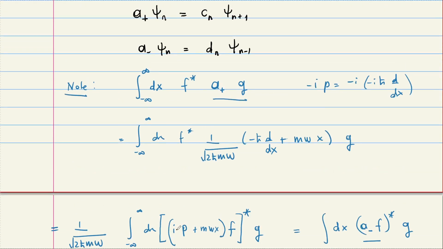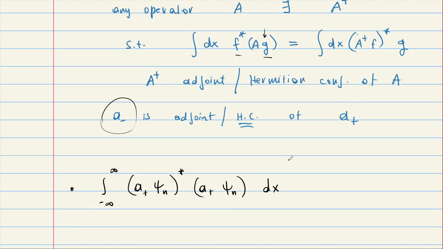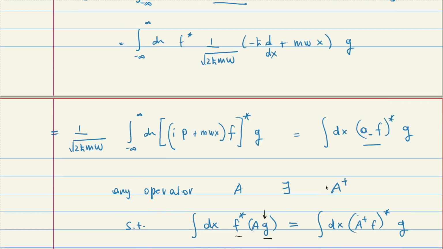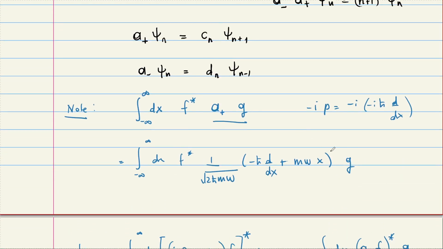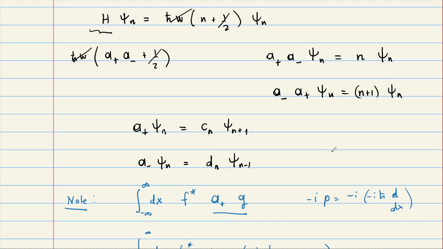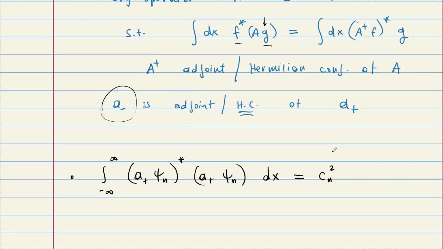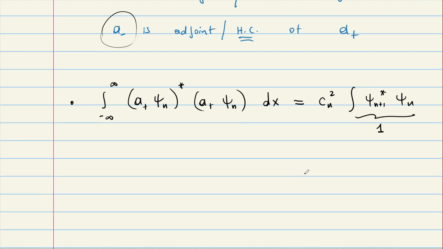We defined it here. Let's also write this. You are right. Let me write that from the start, so this is going to be Cn squared, because we defined it Cn. And this is going to be psi n plus 1 star psi n. But this is normalized to 1. So this entire object, whatever it is, is going to be Cn squared. Good.